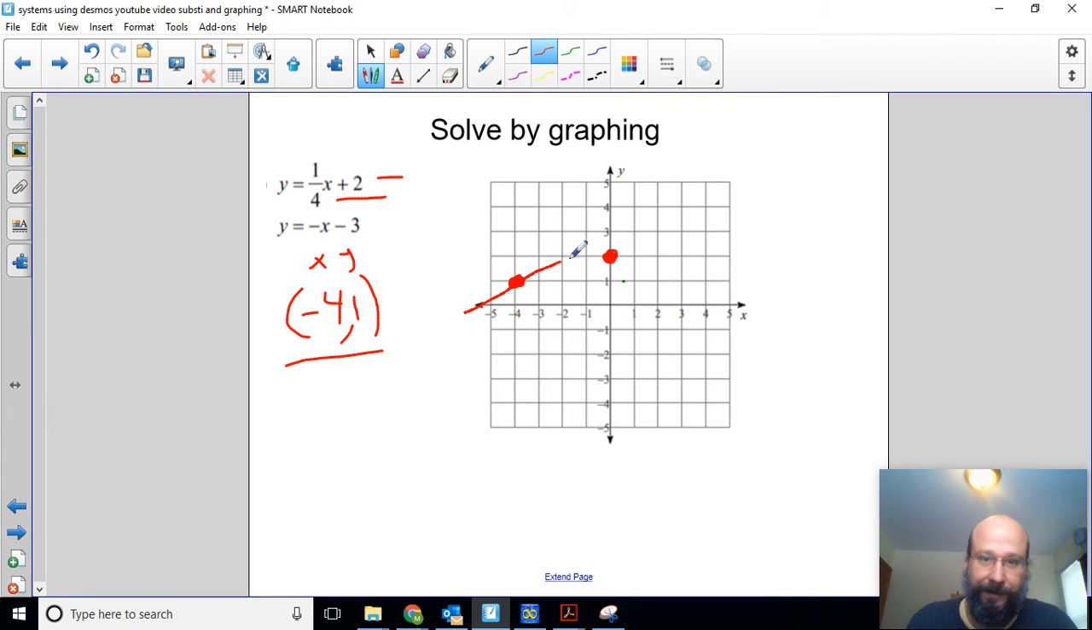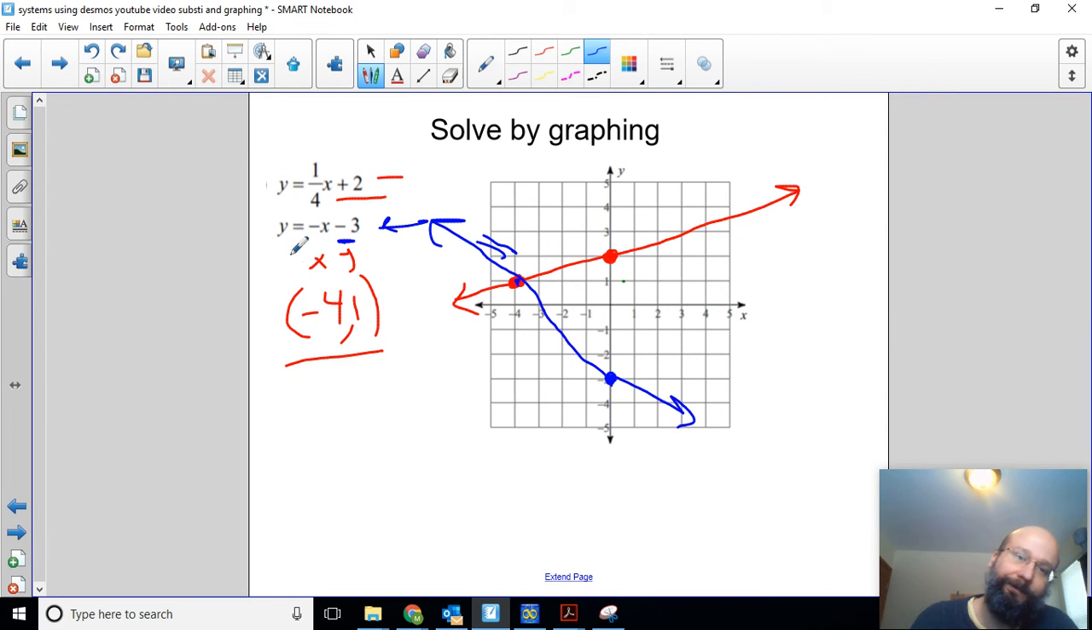So your line would be like this. Let me see if I can make that a little bit straighter. And then if I did this line, a -3 would be my first point. And again, I know it has to go through this because this is my answer. It has to go through this point. So I know it's here at -3, and I know it's through this point. So my other line would go here. I can't draw a straight line to save my life.